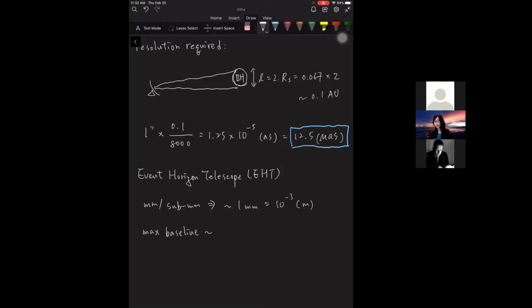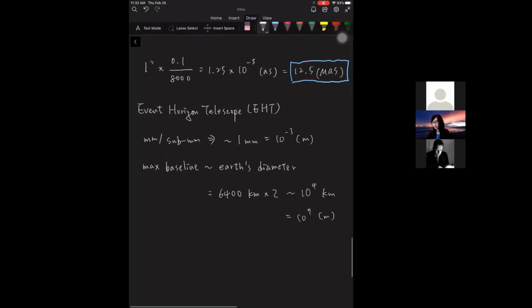And since the Event Horizon Telescope is all over the world, the maximum baseline we can get is approximately the Earth diameter. So we know the Earth's radius is 6,400 kilometer. The radius multiplied by 2 would be 10 to the 4th kilometer, or 10 to the 7th meter in SI unit.